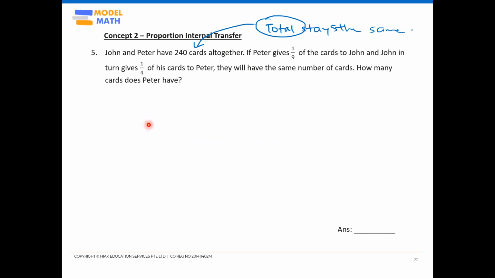So we are going to use the before-change-after method. However, I wouldn't really use the BCA method in this case, because it is internal transfer and you have two internal transfers happening. Hence, the BCA method will be very difficult for you to figure out a common base. So I'll show you this method, which I call the flow chart method, because it looks like a flow chart, basically.